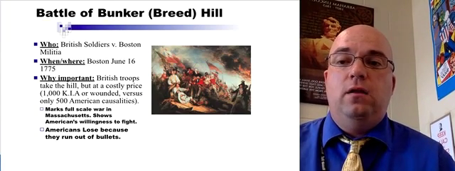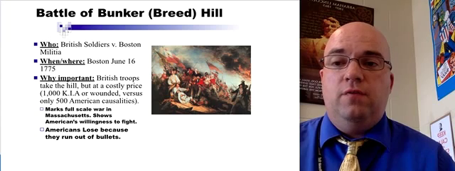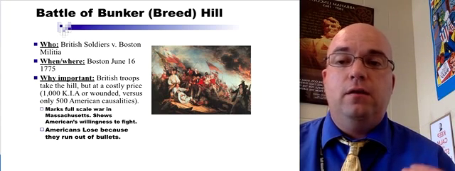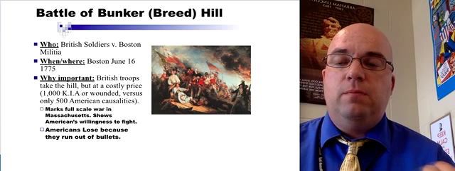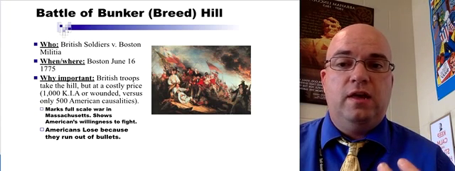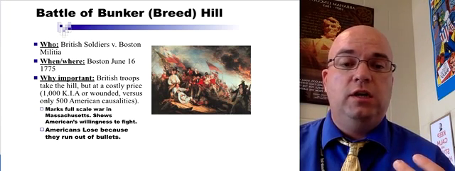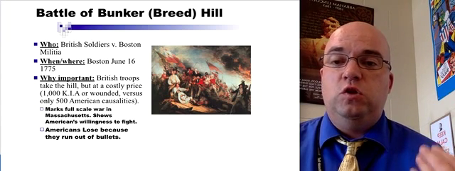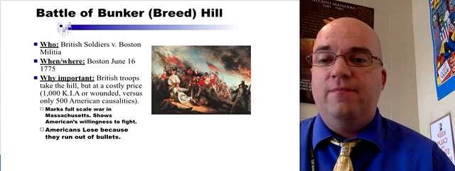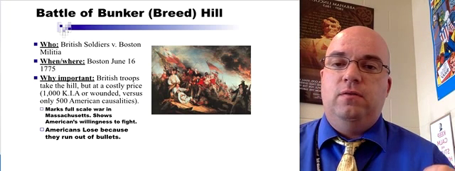There's another battle that will take place in June of 1775 called the Battle of Bunker Hill, also known as Breed's Hill. And this will take place again between these British soldiers and the Boston militia. George Washington hasn't shown up yet, so these are still militia units. This takes place on June 16th, 1775. Again, you have the British Army up against the militia units.